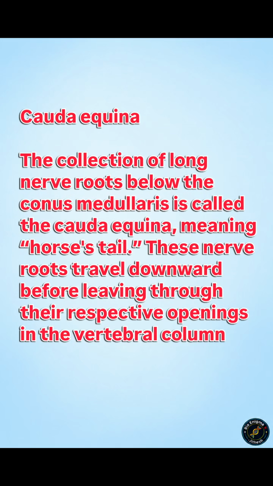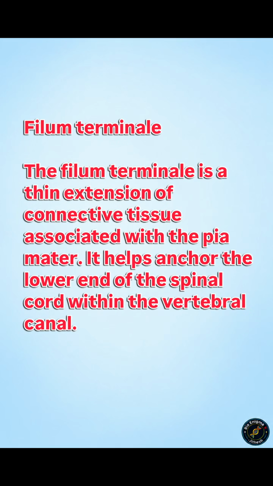Cauda equina. The collection of long nerve roots below the conus medullaris is called the cauda equina, meaning horse's tail. These nerve roots travel downward before leaving through their respective openings in the vertebral column. Filum terminale. The filum terminale is a thin extension of connective tissue associated with the pia mater. It helps anchor the lower end of the spinal cord within the vertebral canal.